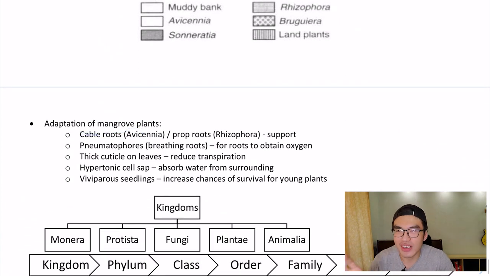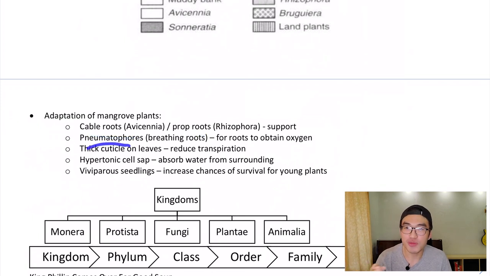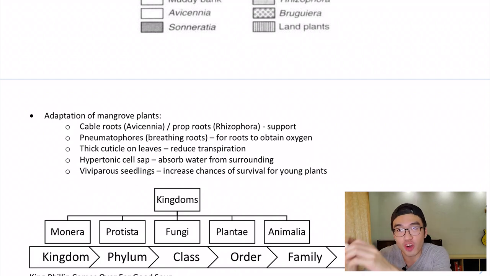Moving on, adaptation of mangrove plants. How do mangrove plants survive in the muddy area? Number one, they have cable roots like Avicennia, or prop roots for support. What are cable roots and prop roots? You can refer up here. And then they have pneumatophores, meaning breathing roots, roots to obtain oxygen. Thick cuticles on leaves, they have a very thick wax layer on leaves. This is to reduce transpiration, reduce water loss. Hypertonic cell sap, so that they can absorb very salty water from the surroundings. And of course, viviparous seedlings, meaning they will germinate their seed before dropping it into the ground, so that they can grow into a tree much faster, to increase the chance of survival.